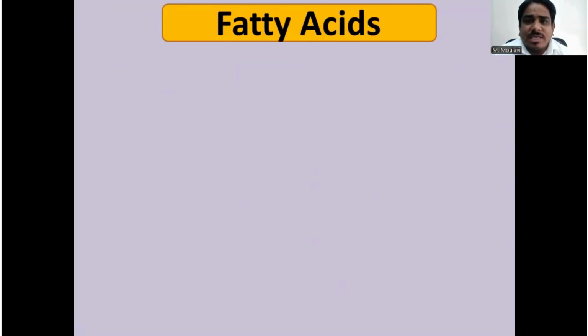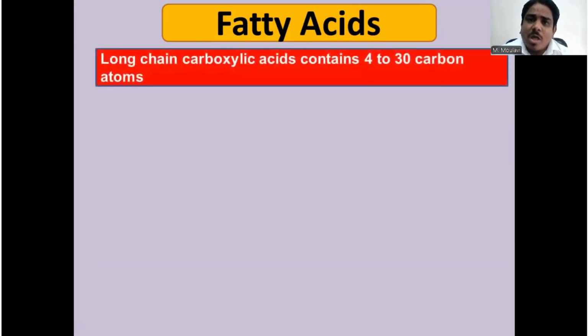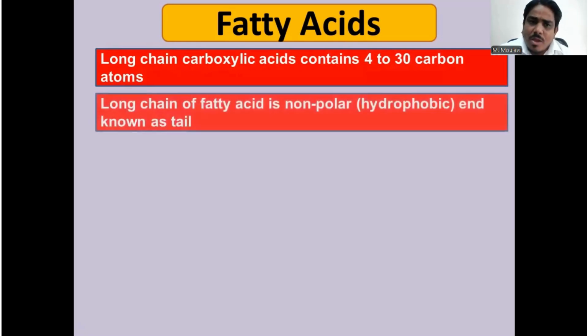So we have seen the fatty acid and the glycerol, the basic components of the simple lipid. So it is very necessary to see what fatty acids are. Fatty acids are naturally occurring long chain carboxylic acids, and they contain 4 to 30 carbon atoms. This long chain fatty acid contains the hydrocarbon chain, and that hydrocarbon chain is non-polar. This is also known as the hydrophobic chain. It is termed as the tail of fatty acids.